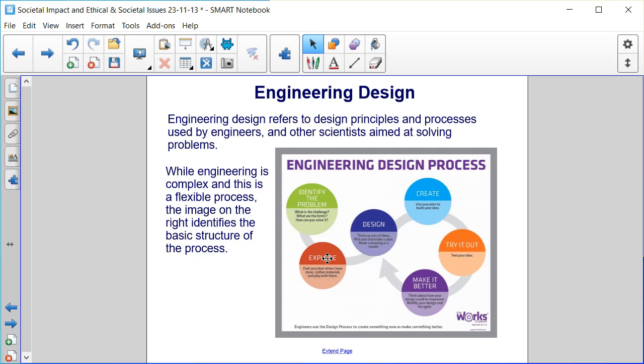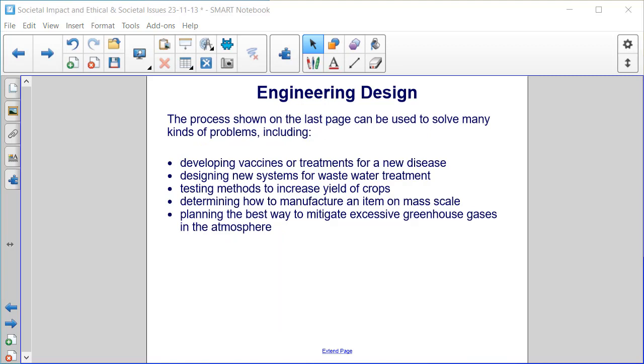The process shown on the last page can be used to solve many kinds of problems, including developing vaccines or treatments for a new disease, designing new systems for wastewater treatment, testing methods to increase yield of crops, determining how to manufacture an item on a mass scale, or planning the best way to mitigate excessive greenhouse gases in the atmosphere.